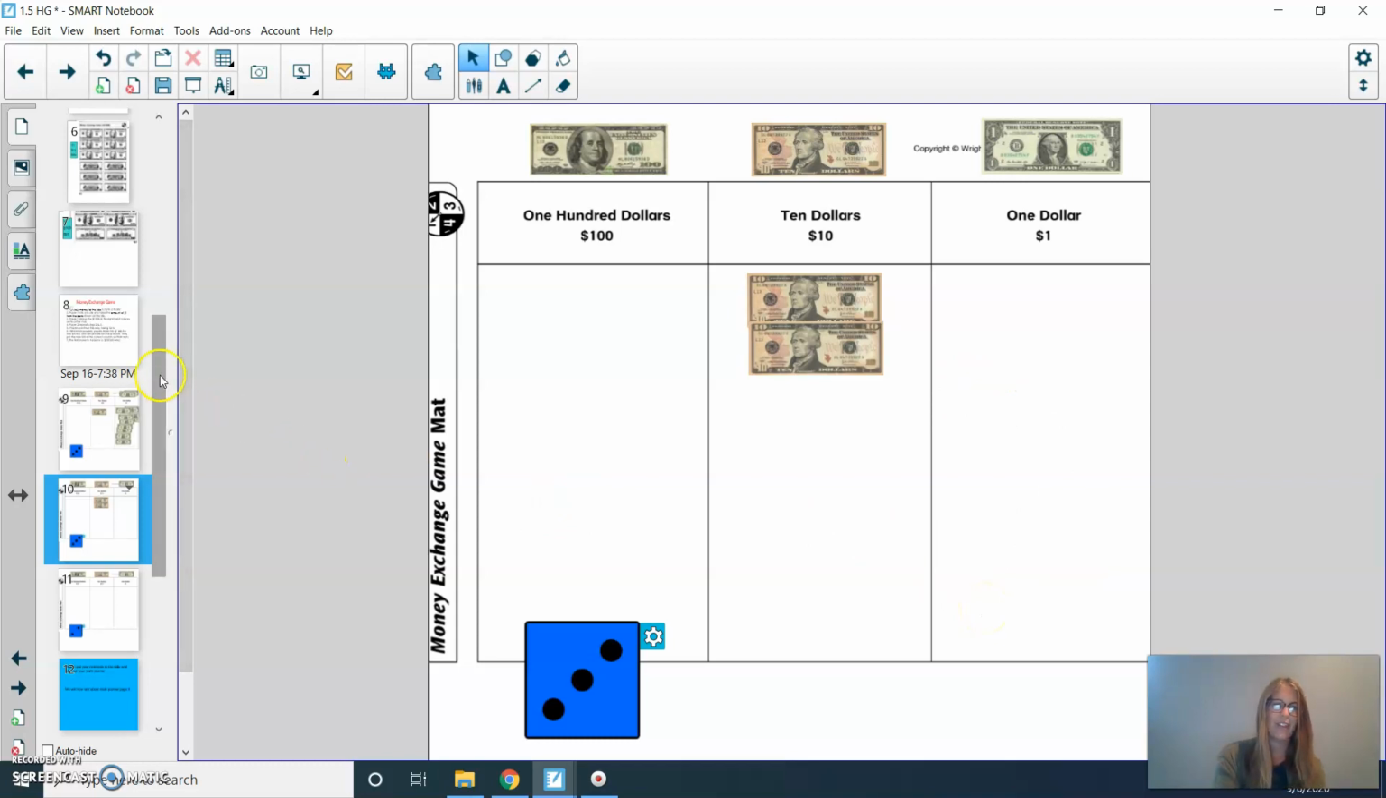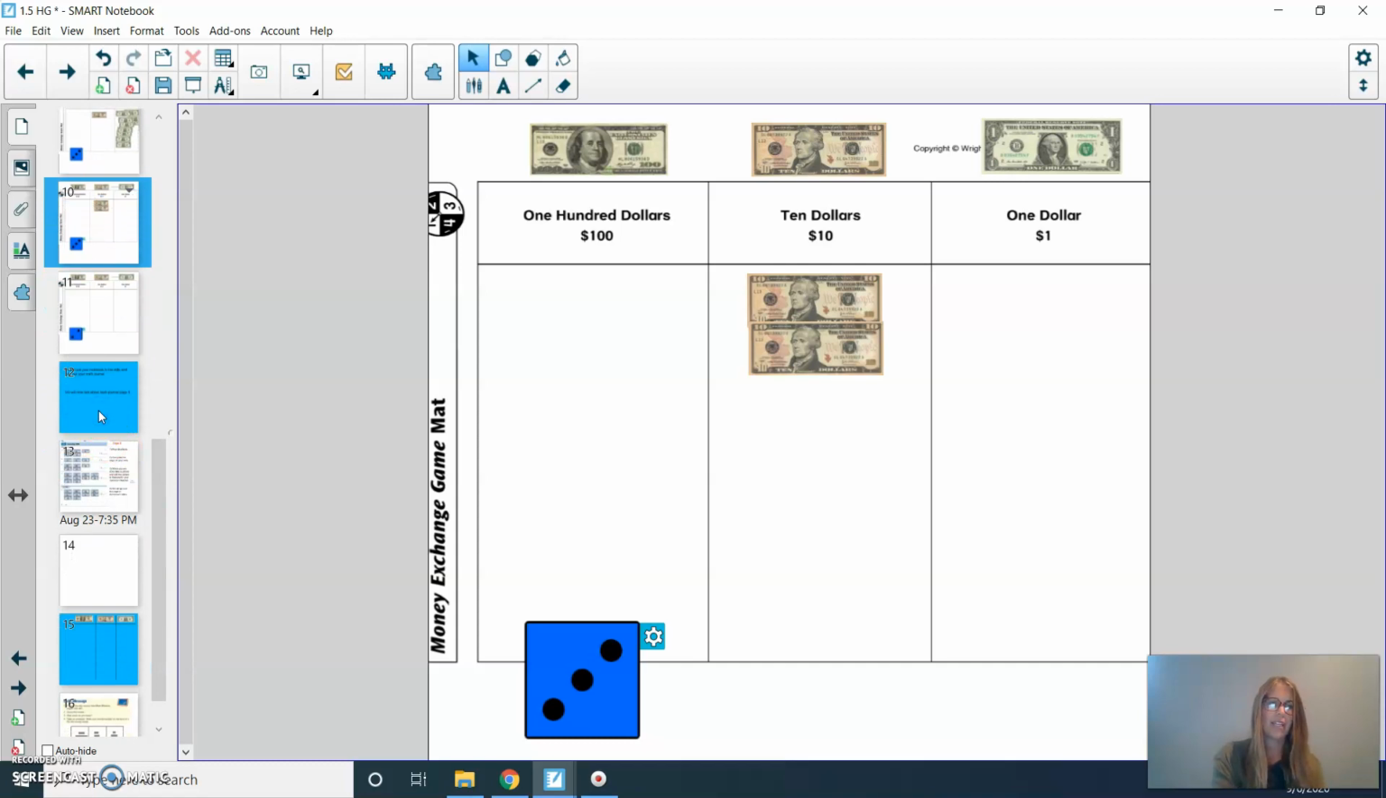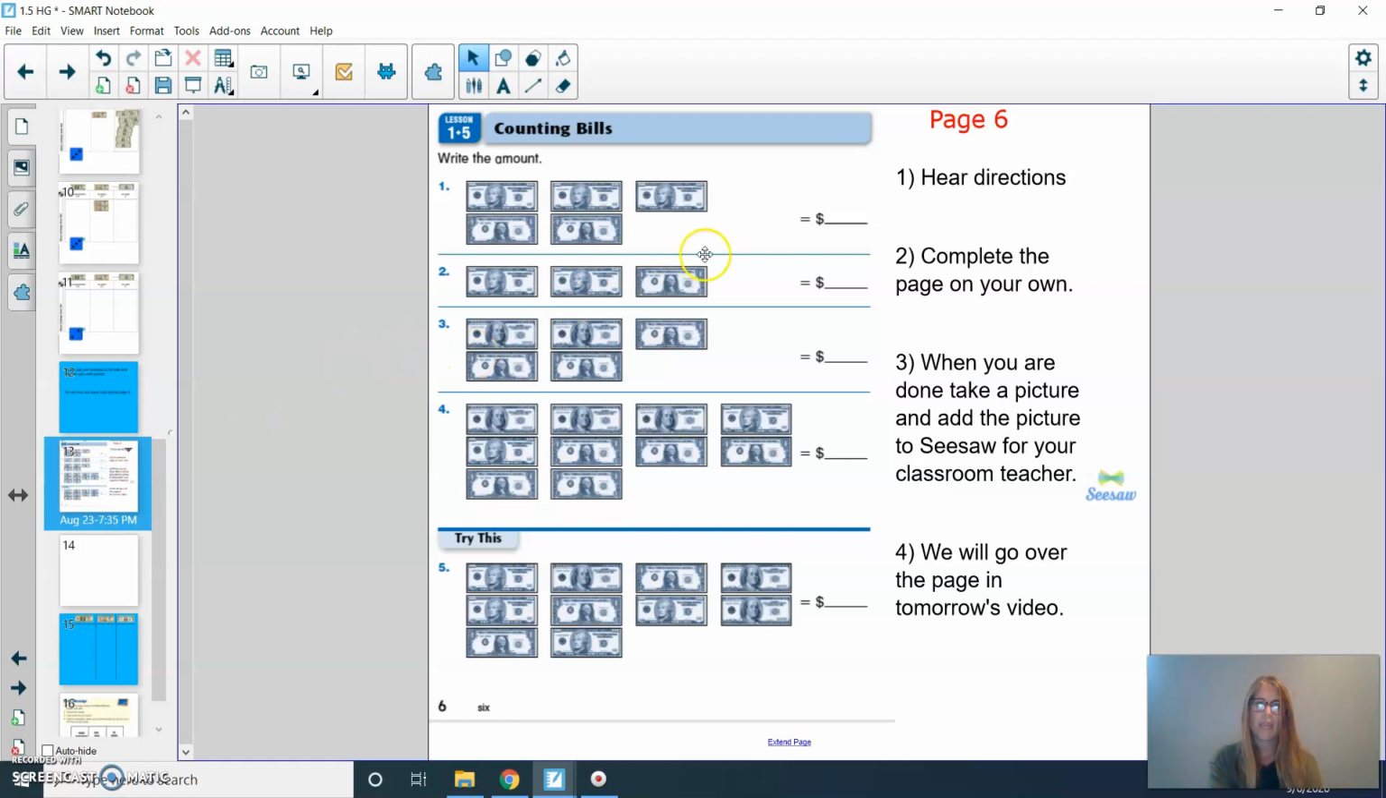All right. If you have any questions with playing this game, you can ask your classroom teacher. The next thing we're going to do is put our notebook and game to the side, and we'll talk about Math Journal page 6. On Math Journal page 6, you need to count the amount of bills and write the amount on the line. So again, count how much money you see in each of these problems and then write the amount on the line. When you're all done, you can take a picture and add the picture to Seesaw for your classroom teacher. We will go over this page in our next video.